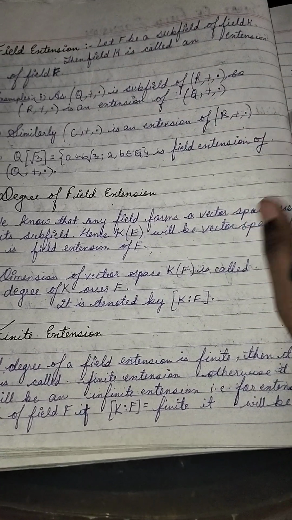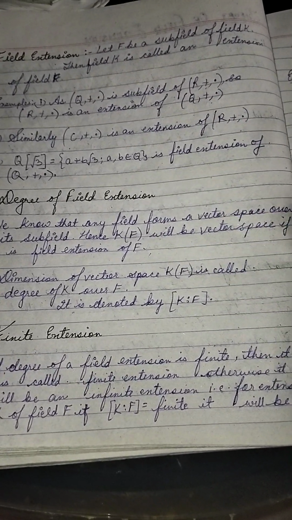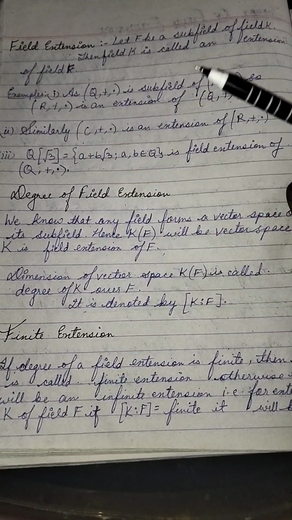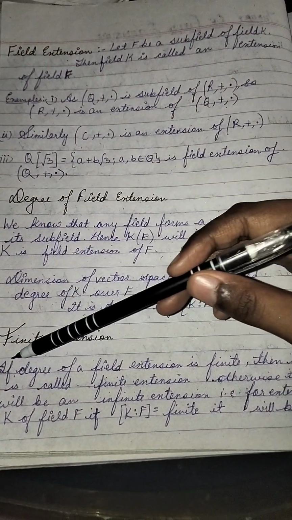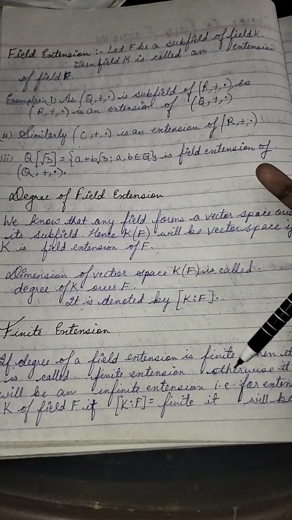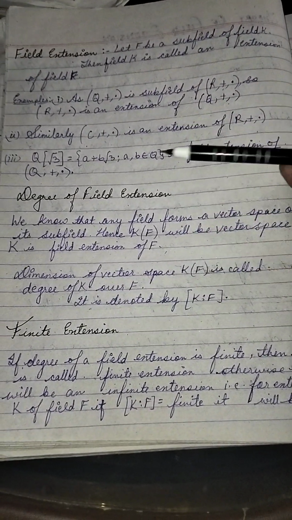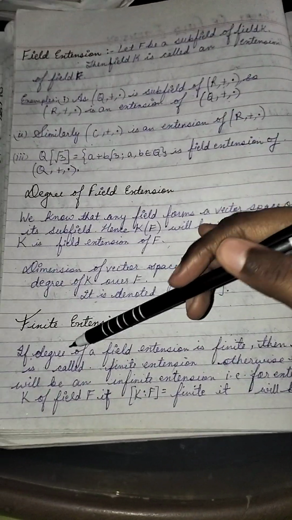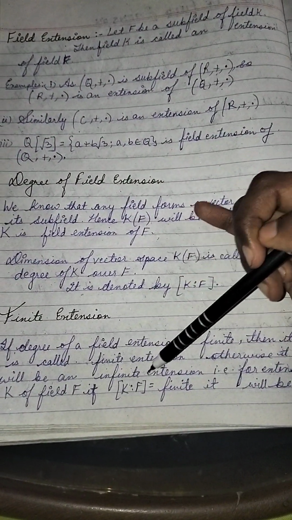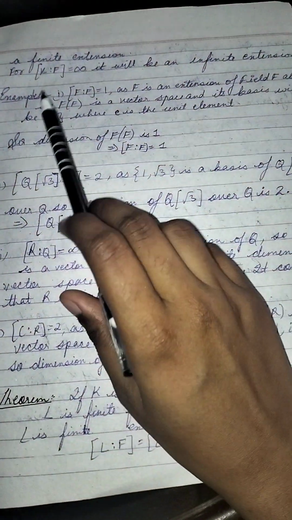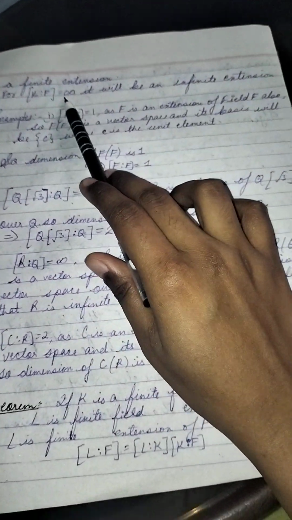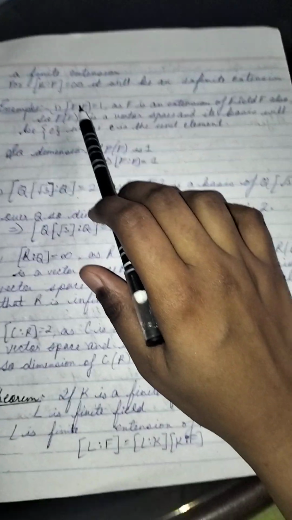Now let's talk about just a few types of field extensions. First is the finite extension. From the word itself, one can guess what it means. If the degree of a field extension is finite, then it is called a finite extension. Otherwise, it will be an infinite extension. That is, for an extension K of field F, if [K:F] is finite, then it will be a finite extension. If [K:F] is infinite, then it will be an infinite extension.